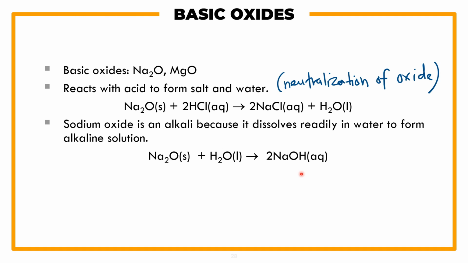And sodium oxide is an alkali because it dissolves readily in water to form alkaline solution. In this case, this refers to the hydrolysis of oxide. So this will be the reaction. Sodium oxide dissolves in water to form alkaline solution. You can see from here, there is production of sodium hydroxide, aqueous.